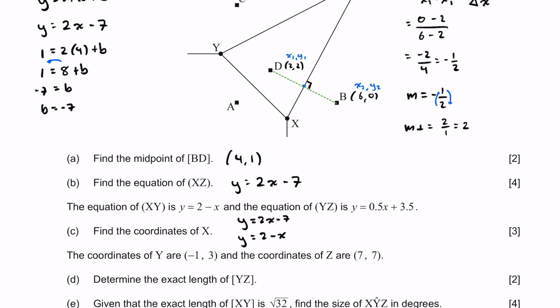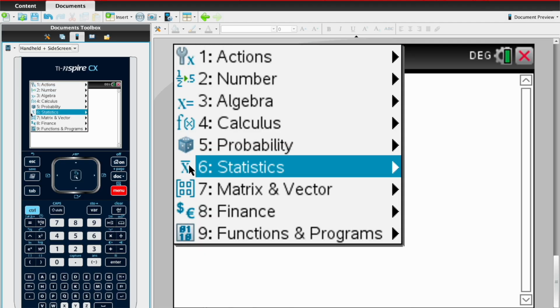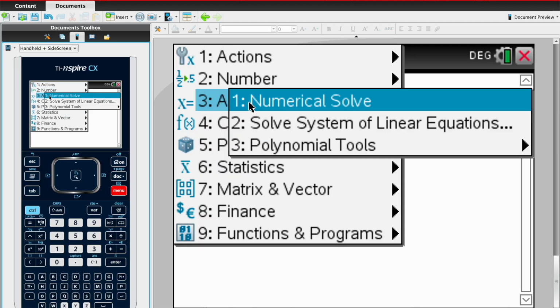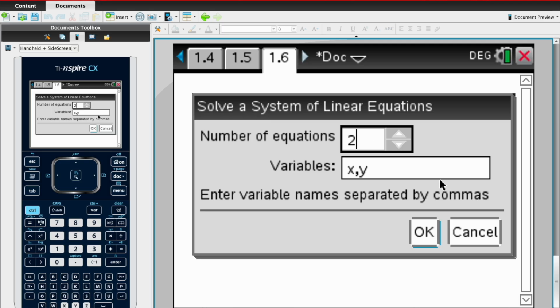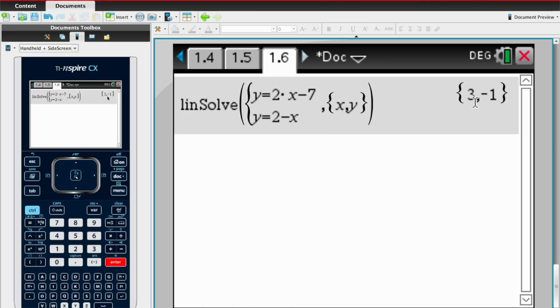So let's go to the calculator. Let's go menu, and then we'll go algebra and solve system of linear equations. 2 equations in terms of x and y. The first one is y is equal to 2x minus 7, and the other one is y is equal to 2 minus x. And the intersection point is 3, negative 1.